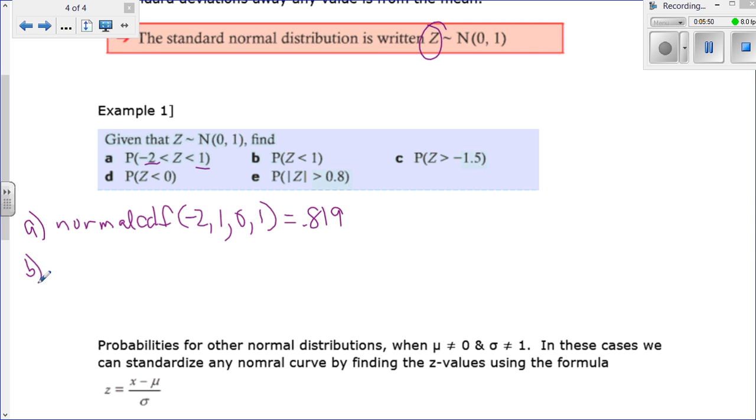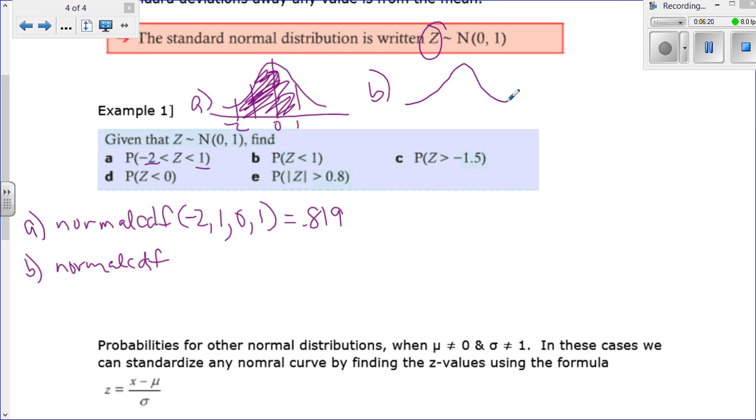For B, if it's less than 1, all right, so let me go back to A here and draw a picture. This is 0. So here's -2, and here's 1. So we're finding the area here.